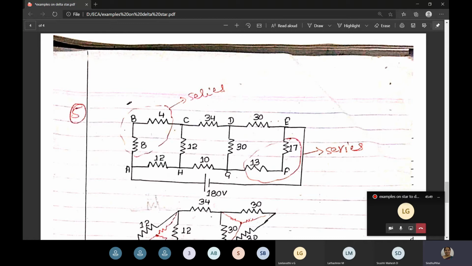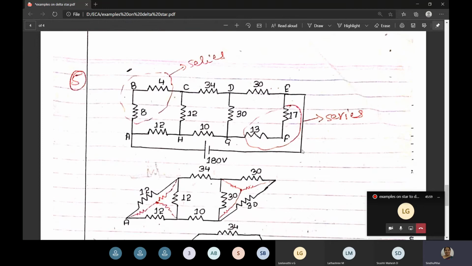In node C there are 3 branches. In node D also there is a split of branch. In node E also there is a split of branch. But when you come to node F, you can see that the current is the same. Whatever the current is at 17 ohm, the same current is at 13 ohm. The same current is flowing.